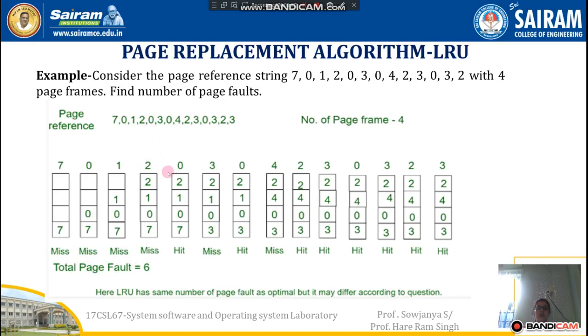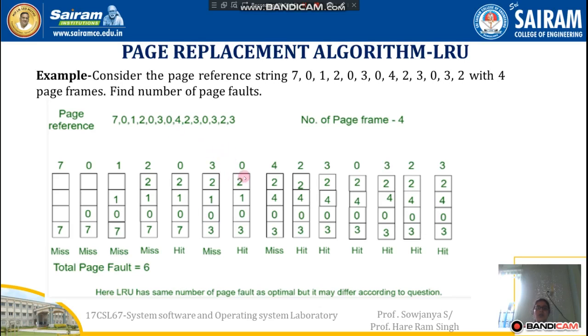Next number, after 2, you have 0 which you have to insert here. Can you see 0 present here? Since 0 is already existing in the memory, this page has been a hit. There is no page fault here. The next number is 3. Can you see 3 present here? No. When you check here, the least recently used page is 7. So instead of 7 I am replacing it with 3.